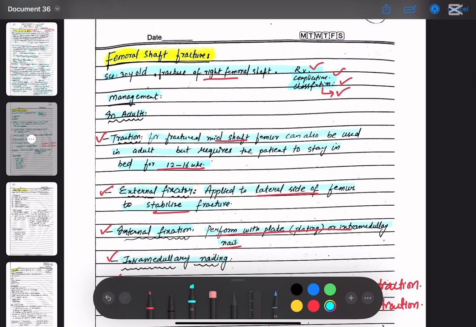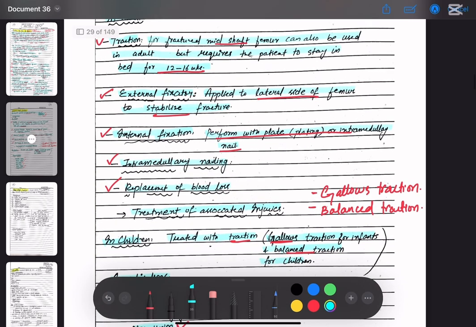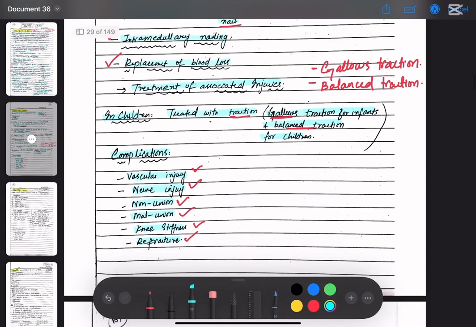adults and in children. In adults we will do traction, then we will apply the internal fixators and external fixators, and then we will do the intramedullary nailing, and also the replacement of blood loss is done. The treatment of the associated injuries is done. In children, it is treated with traction, and the complications are vascular injury, nerve injury, non-union, malunion, knee stiffness, and refracture.